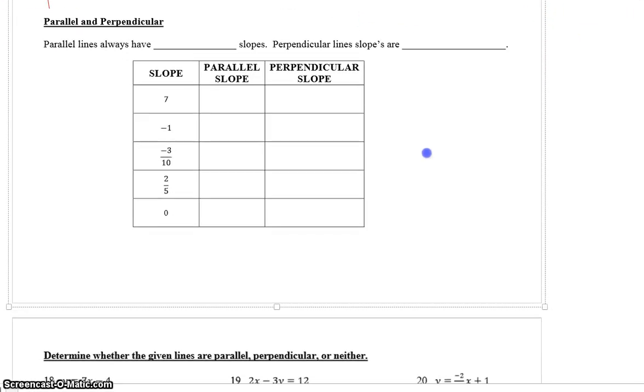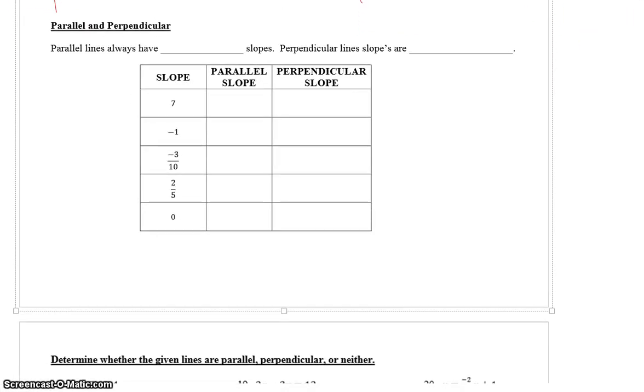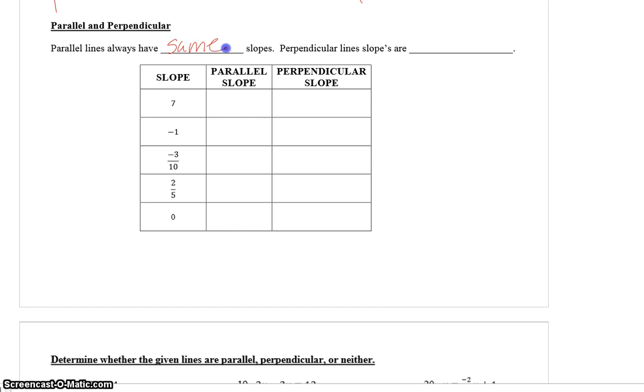Okay, let's look at parallel and perpendicular. Parallel lines always have the same slopes, whereas perpendicular lines, their slopes are opposite reciprocals. That means flip and change the sign. So for a parallel slope in this chart, it would be exactly the same as the given slope. So parallel slope here would be 7, and perpendicular would have to change the sign, so from positive to negative, and flip it. So instead of 7 over 1, 1 over 7.